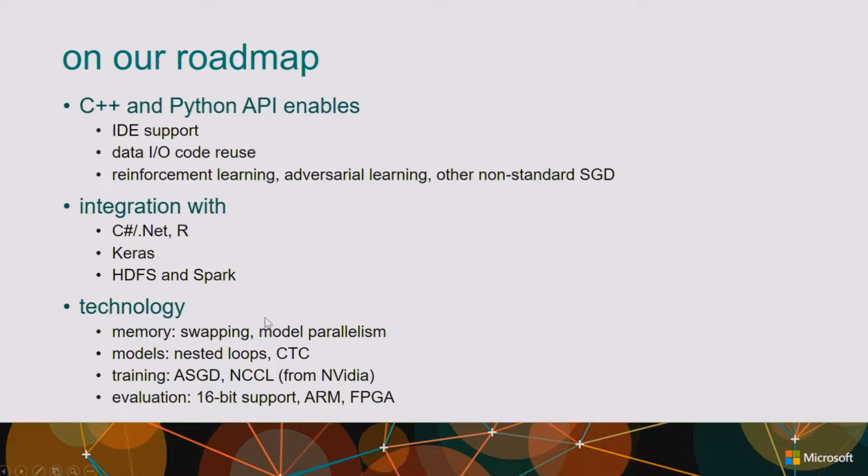On the technology side, we're going to look at the problem that models no longer fit in memory sometimes, the GPU memory. So we will look at memory swapping and model parallelism. There will be refined models like deeper nested loops, CTC. On the training side, we're planning to support ASGD, and NVIDIA was so kind to contribute a communication layer for the DGX-1 that makes the data communication more efficient there. And on the evaluation side, we're looking at 16-bit support, ARM support, but also on the other end, that will eventually run on the FPGAs in Azure.